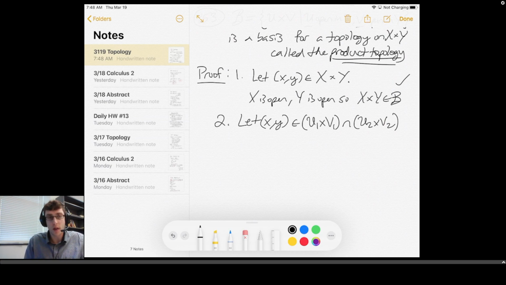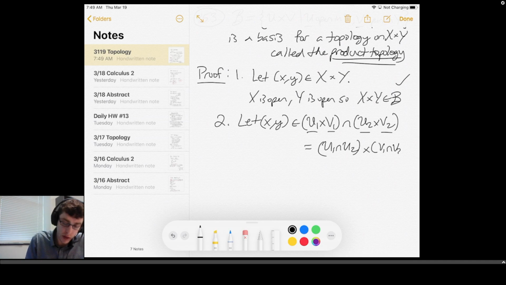We've actually proved this a very long time ago. This is like theorem 13 or something, I don't know, it's way back. Again, this was back when we were doing the set theory. But it's not hard to see this, right? Because your x coordinate has to be simultaneously in U1 and U2, and your y coordinate must be in V1 and V2. And then it also turns out that the converse is true. This is equal to U1 intersect U2 cross V1 intersect V2.